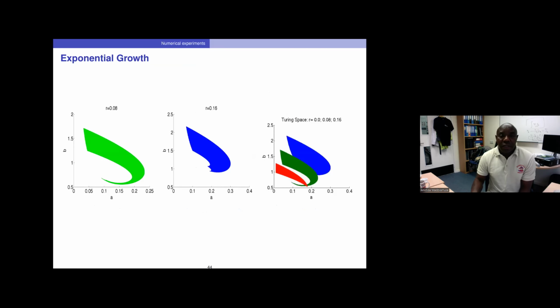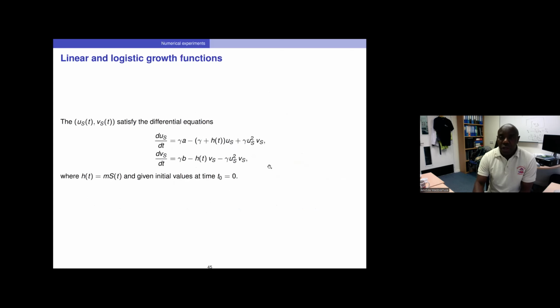Some examples here are Turing spaces. These are domain-induced parameter spaces. The only one that's on stationary domains is the red one. That's the only parameter space that comes out in the absence of domain growth. All these other spaces emerge due to domain growth for an exponential.